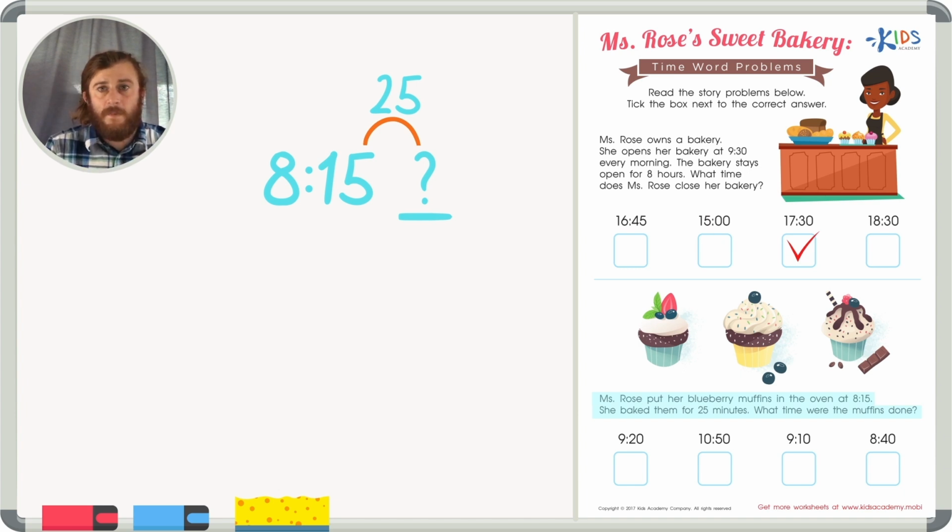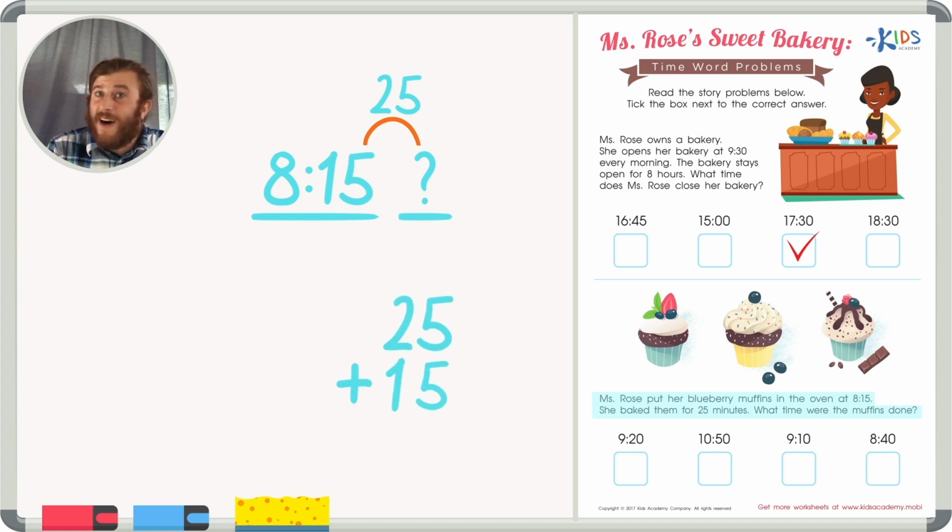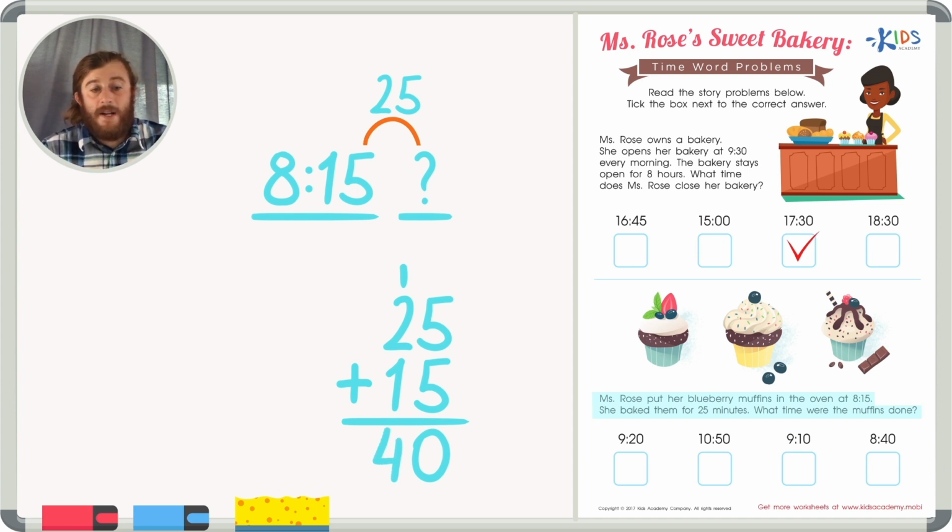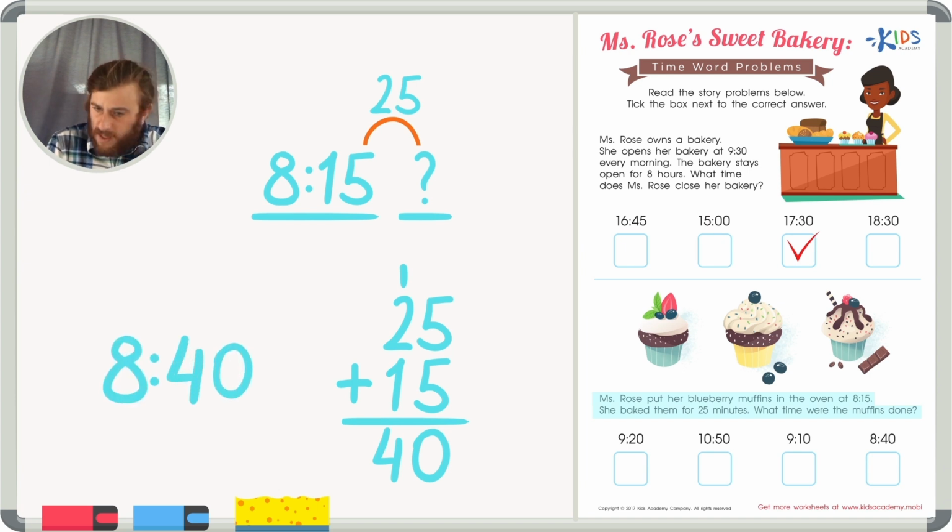So just like our other word problem, let's just add our starting time plus our elapsed time to figure out what time the muffins will be done. We can do this by simply adding the minutes together. So let's add 25 plus 15. When I add 5 plus 5, I know that's 10. So I'll have to put a 0 in the ones place, carry a 1 to the tens place. If I add 2 plus 1, that's 3, and 3 plus 1, that's 4. And since we didn't add anything more than 60 minutes, we know our hour is still 8, so our time is 8:40. We can go ahead and check the box that says 8:40.